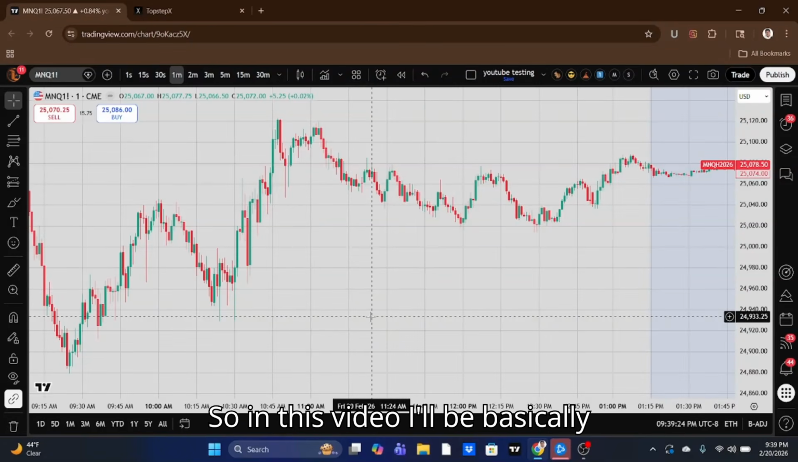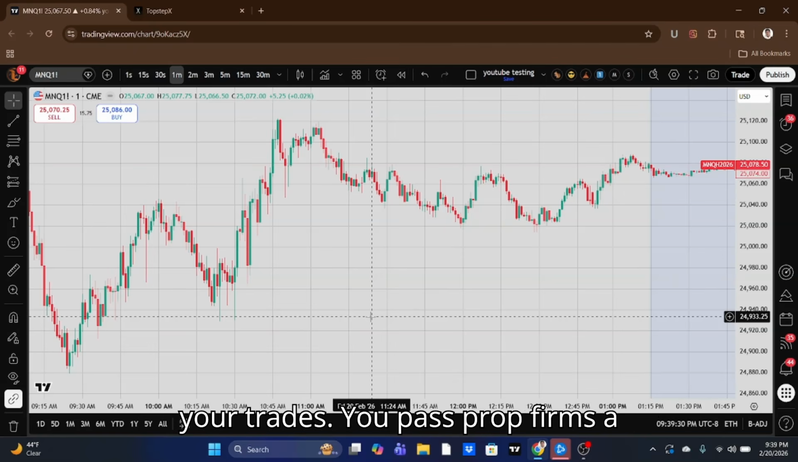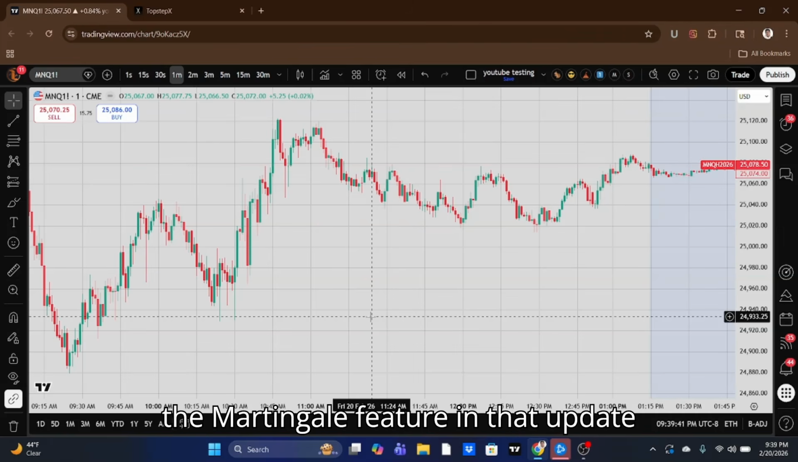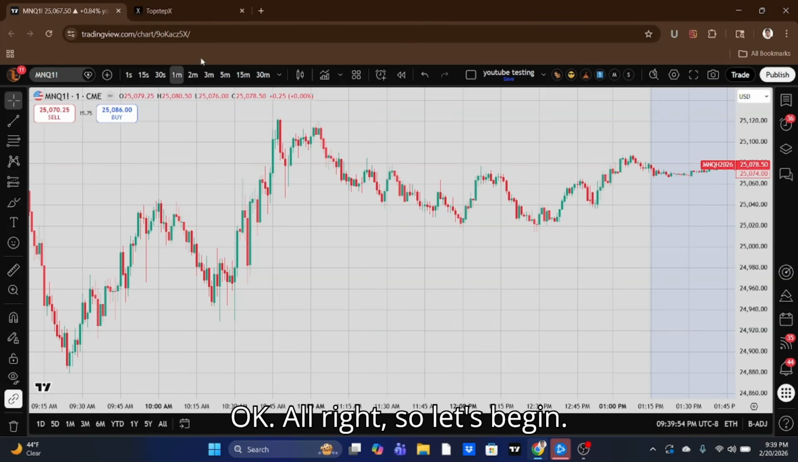So in this video, I'll be basically going over the Swift Algo X as well as the ConFlux to automate your trades to pass prop firms a lot faster. Mainly, I'll be talking about the new feature in the ConFlux called the Martingale feature. In that update, we'll be releasing probably tonight, as well as talk about the smart money concept indicator as well. All right, so let's begin.